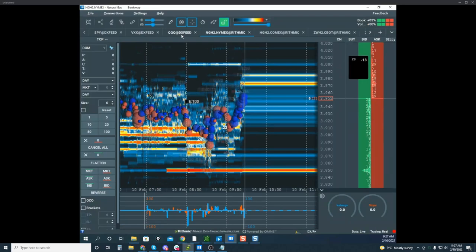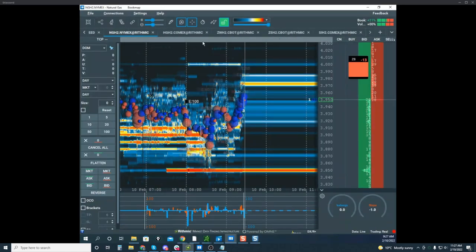They don't have a micro product, but they have one called NQG. That's the CQG symbol. It trades a quarter of the size. It's not quite micro, obviously. It's not 10%, but where are the bonds?